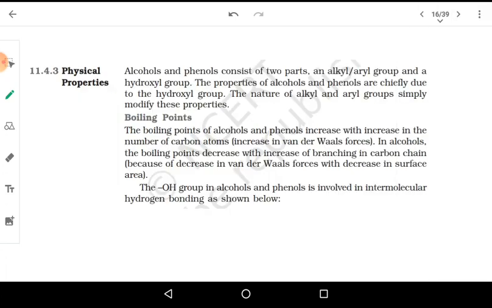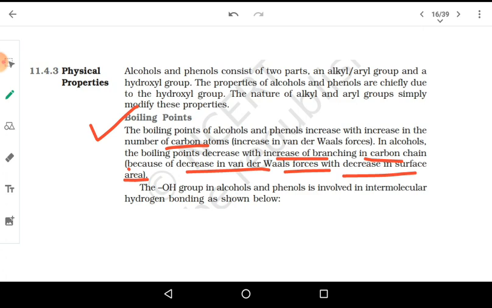Now let us see the physical properties of alcohols and phenols. The first physical property is boiling point. The 2 points that we have to remember is it will increase with the increase in the number of carbon atoms, and it will decrease with the increase in branching of the carbon chain because of the decrease in van der Waals forces with increase in surface area. This we have been discussing for the last 2-3 chapters.